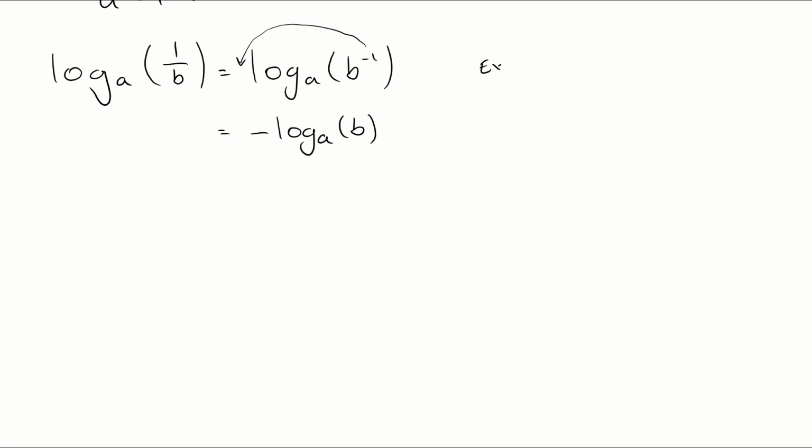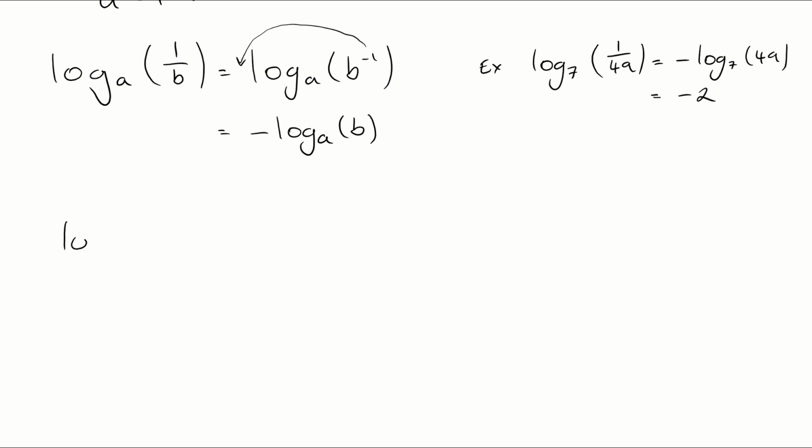For example, log to the base 7 of, let's say, 1 on 49. Well, that's just equal to negative log to the base 7 of 49, which is just negative 2. Okay, one more that we might have where we can actually change the base to something that we desire.